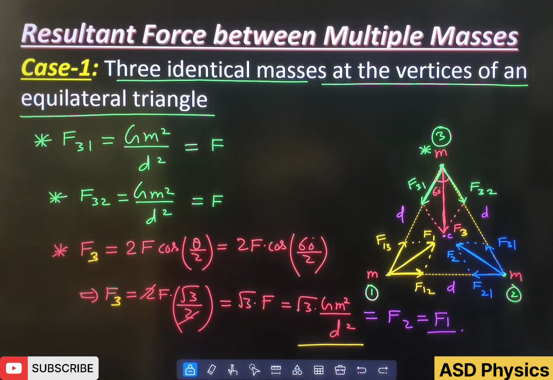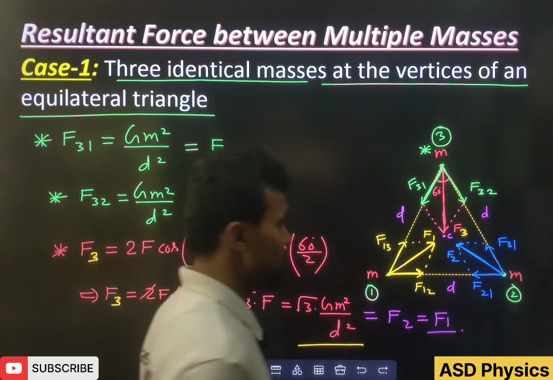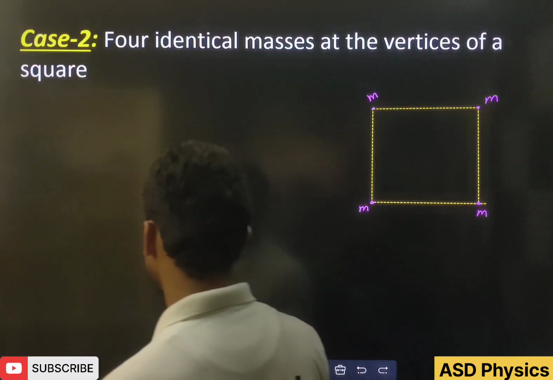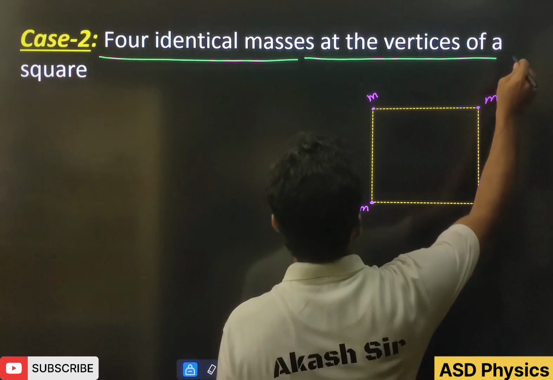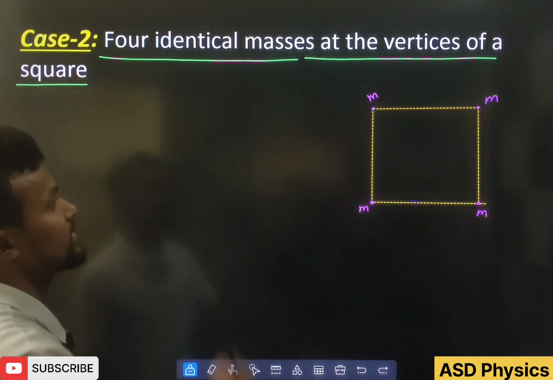Remember that. Can you see here? Now after that, we'll see for the next one. What is case 2 here? Case 2, you can see very well: 4 identical masses at the vertices of a square.